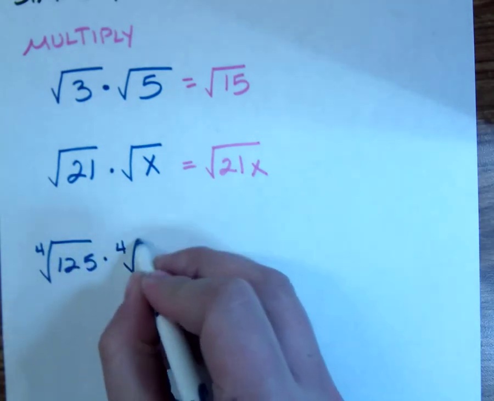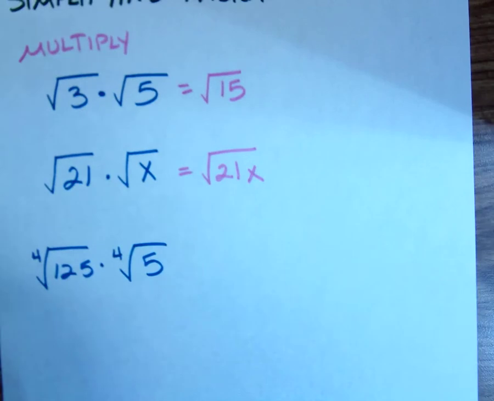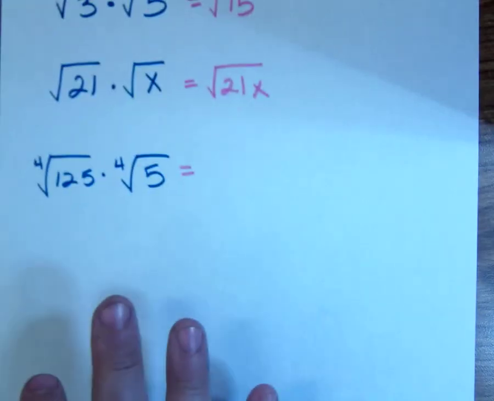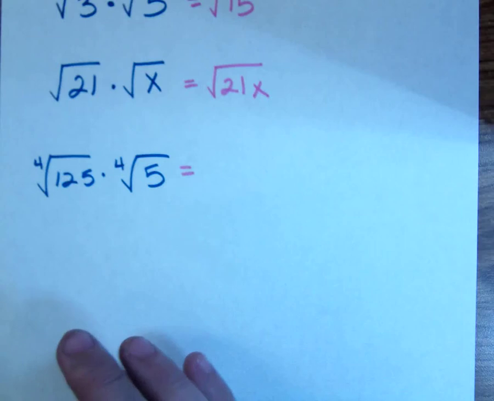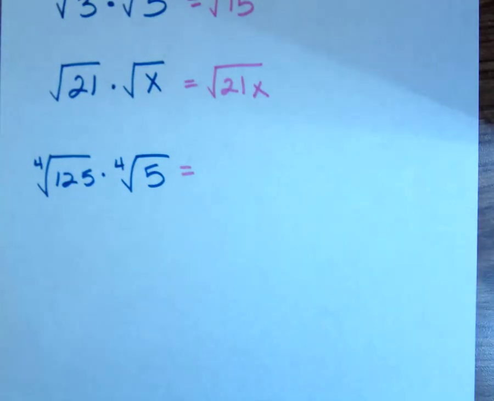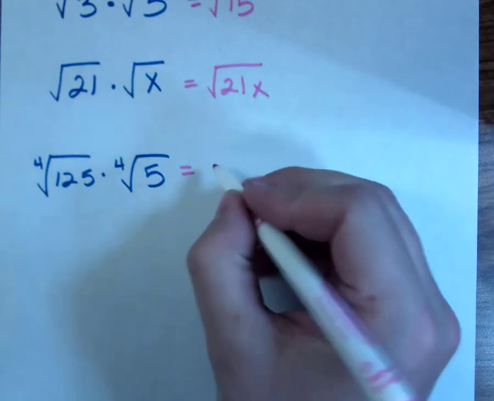It doesn't have to be square roots. But as long as they're the same root, you can put them together. As long as they have the same index, that is exactly right. So the fourth root of 125 times the fourth root of 5. What is 125 times 5? It is 625. Very good.